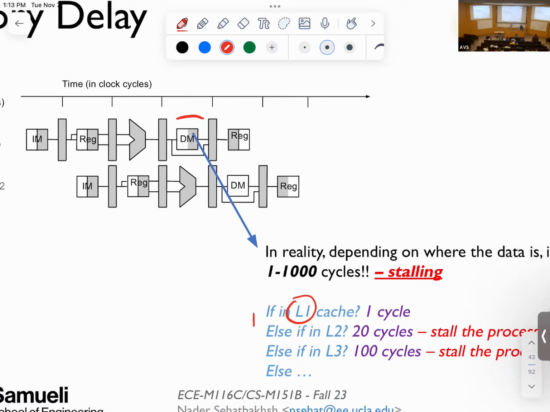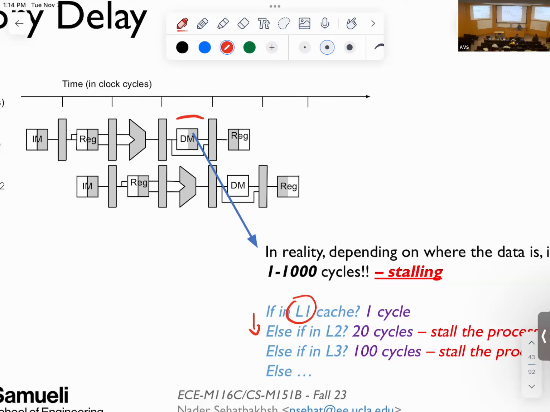But if it's in other layers, we are talking about tens and hundreds of cycles stalling. And that directly impacts the performance of your CPU. So that's why memory is not a separate thing. The performance of your memory has a direct impact on your CPU. If your data is accessible as fast as possible, then that will translate into your IPC or CPI, okay? So your performance actually increases. So everything is still about CPU time.